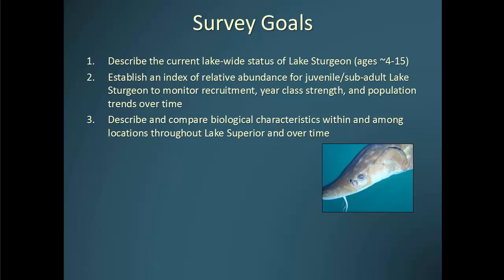Also, we wanted to establish an index of relative abundance for those same age classes, to monitor recruitment, year class strength, and population trends over time, as well as simply describe and compare the biological characteristics, both within and among populations, and also to see how those would change over time.